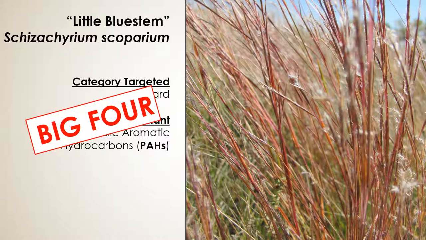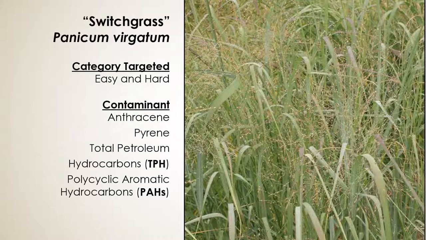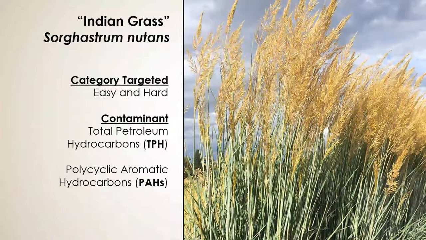If you take away four species from this talk, I want you to remember the big four. We're going to have big bluestem, little bluestem. This one's able to work with easy and hard categories of petroleum: anthracene, pyrene, total petroleum hydrocarbons, and PAHs. And then Indian grass, the fourth one of the big four. These are all four warm season tall grass prairie grasses, though little bluestem might be adapted to short grass prairie. It is a little bit shorter.